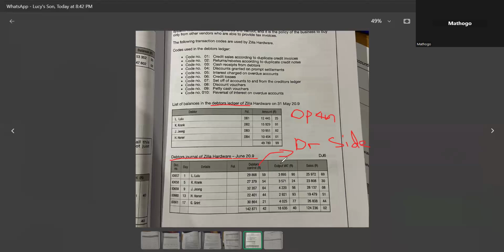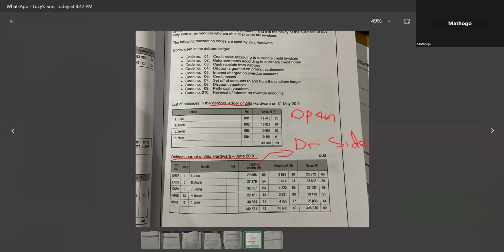There's this column written output VAT, 18,635, and then there's this sales column also, with a total of 124,236.02. Now, here's the catch, young men. This amount of sales here of 124,236.02 is excluding VAT. But the total on the debtors control column of 142 is including VAT inside of it. How do we prove it?